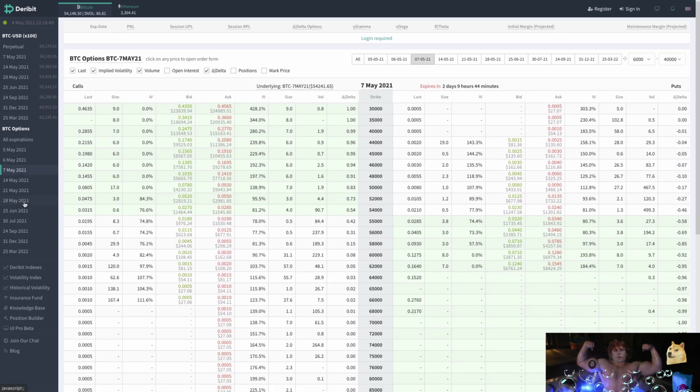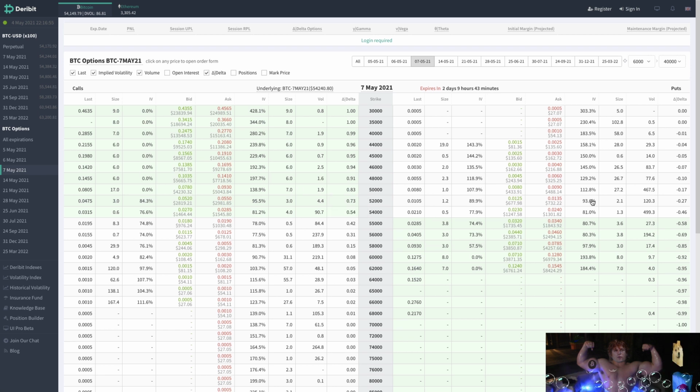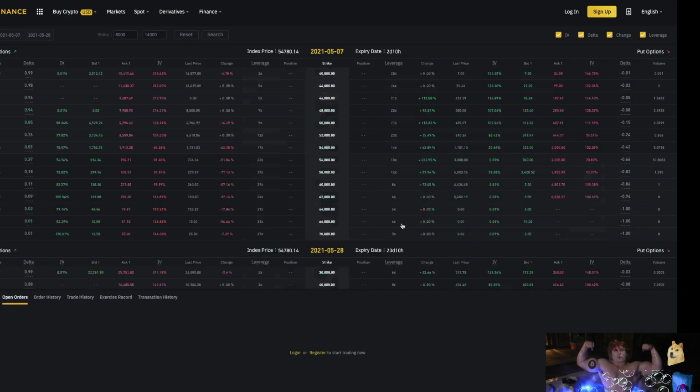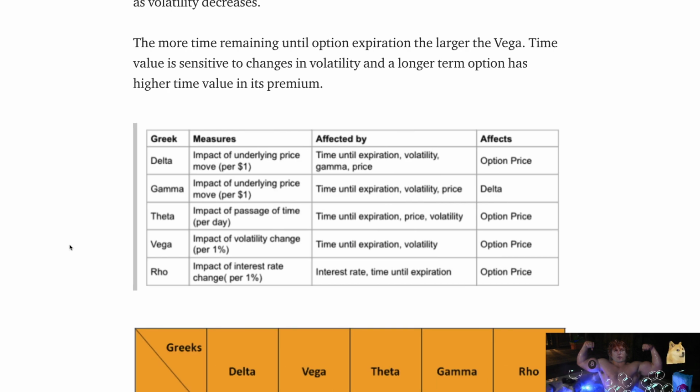As time goes on, time to expiry decreases. All other things equal, you can expect the value of the options to decay. And the rate of decay is theta. Theta is per day, how much do you expect the option to lose value? All other things equal, how much you expect the option to lose value.